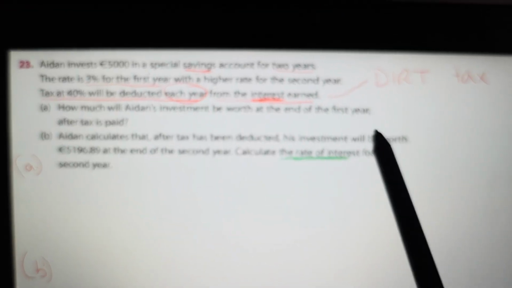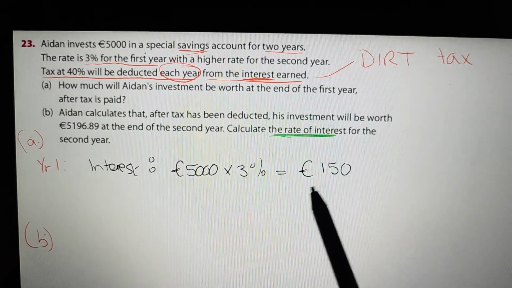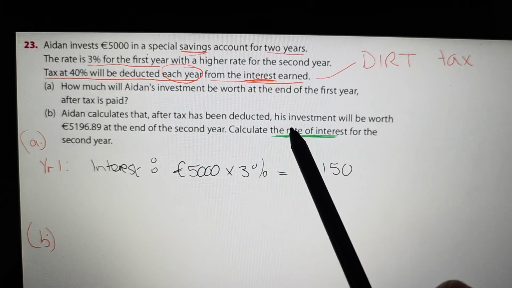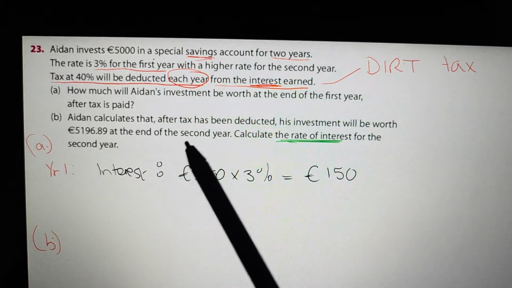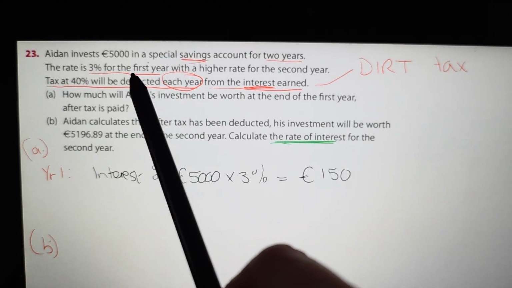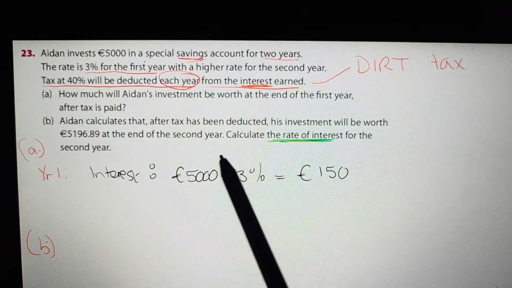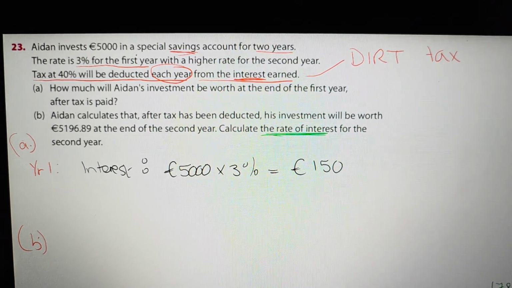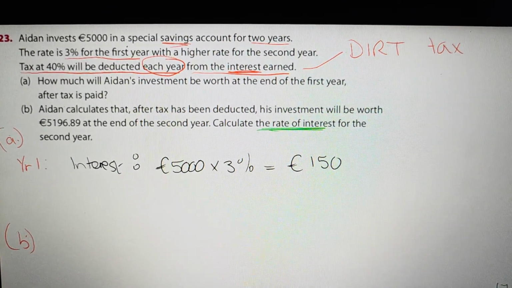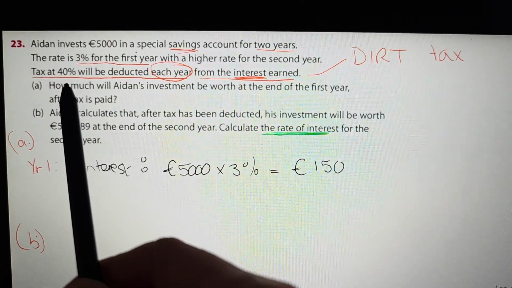How much would his investment be worth at the end of the first year? So I'm going to do it for year 1. If I want to calculate the tax that's going to be applied, you need to just calculate the interest first. So you're going to get 3% on the 5,000 that he saved. 3% on 5,000 is 150 euro interest.